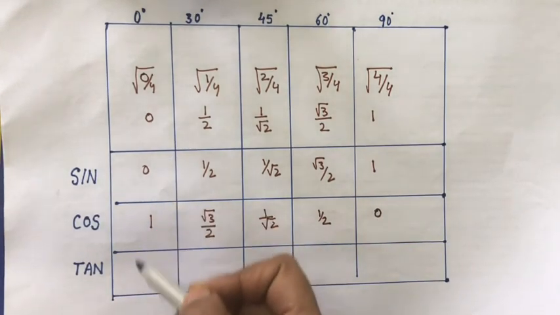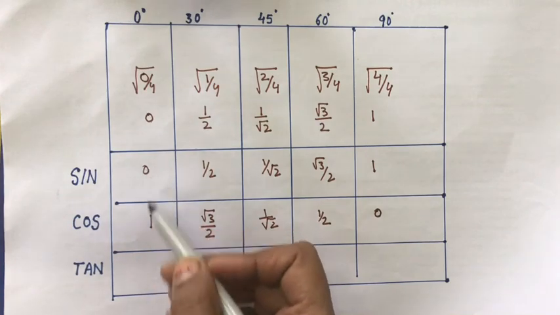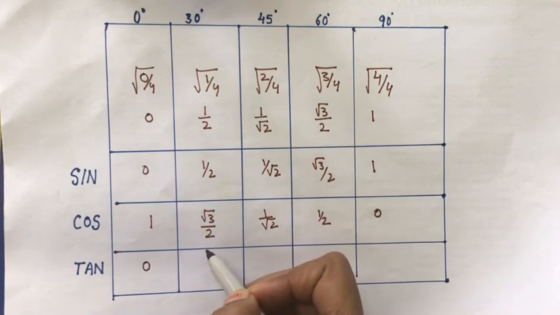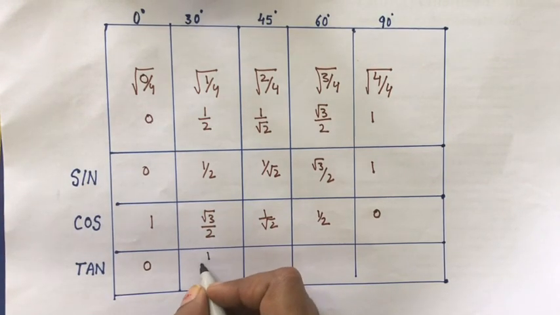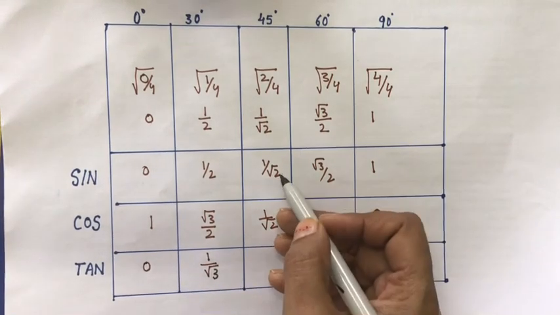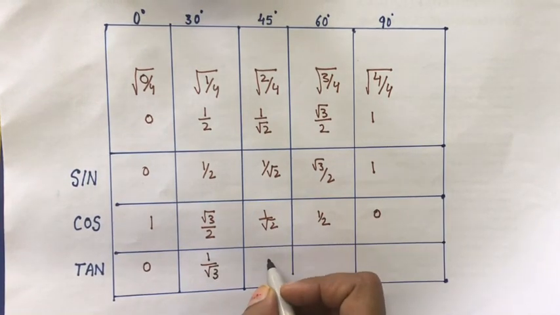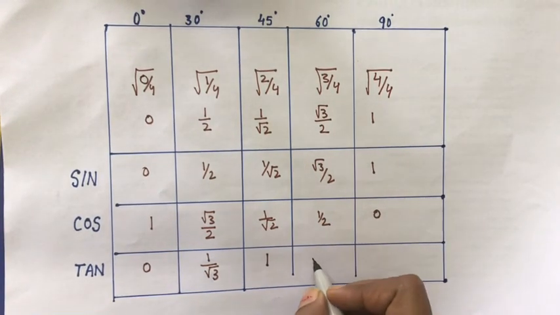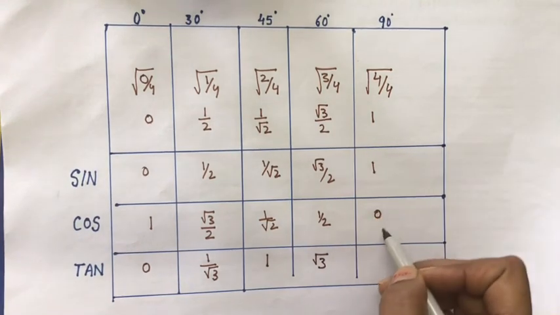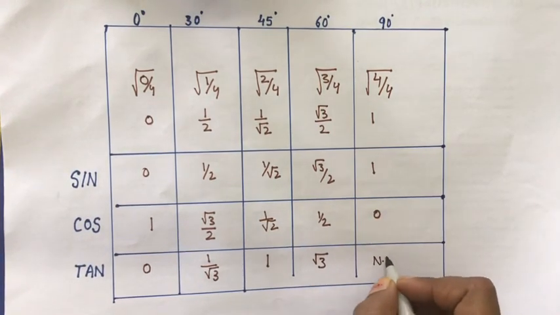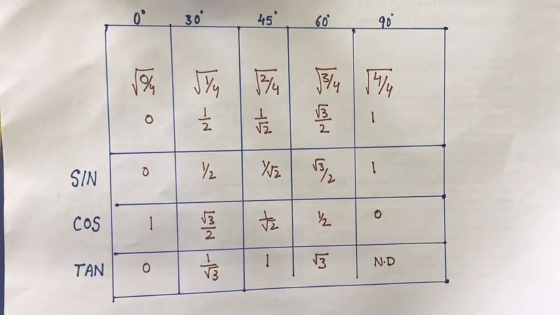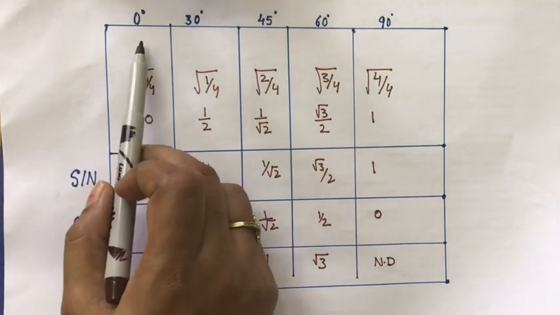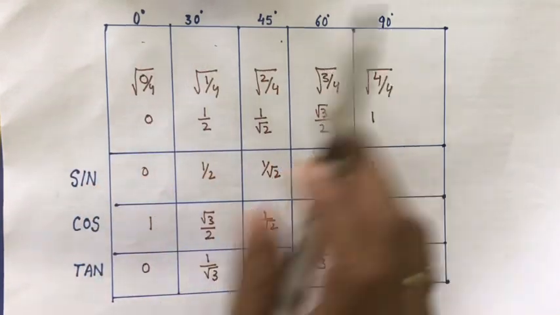Right? And if you divide these two values, then 0 by 1 will give you 0. 1 by 2 divided by root 3 by 2 will give you 1 by root 3. 1 by root 2 divided by 1 by root 2 will give you 1. Root 3 by 2 divided by 1 by 2 will give you root 3. And 1 divided by 0 is not defined. So in this way easily you can write the values of these trigonometric ratios for certain given angles 0, 30, 45, 60 and 90 degree.